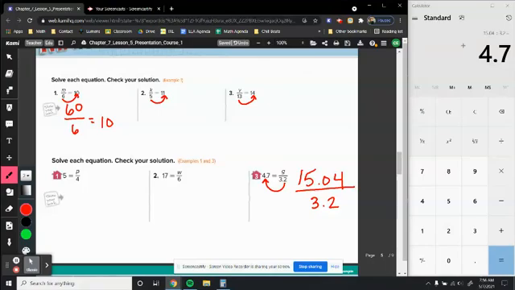K divided by 5 equals 11. If we take 5 times 11, that's going to give us 55. 55 divided by 5 is going to equal 11.